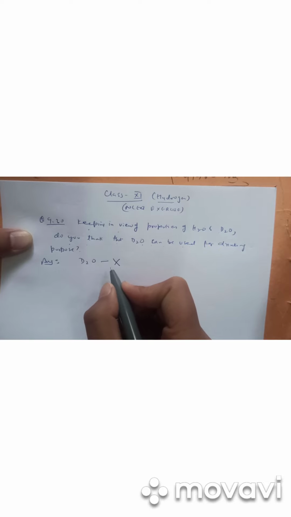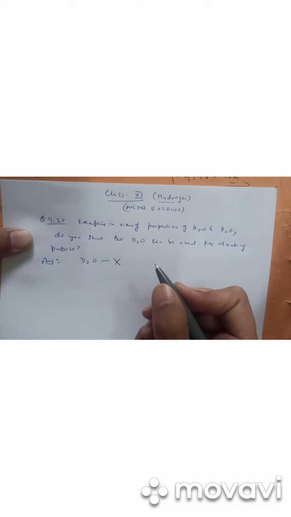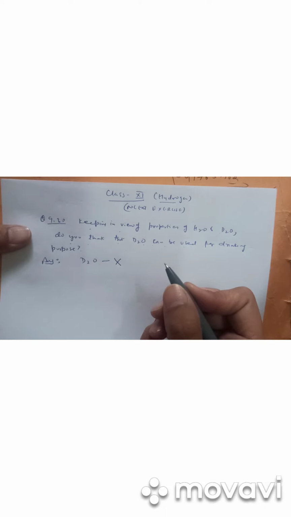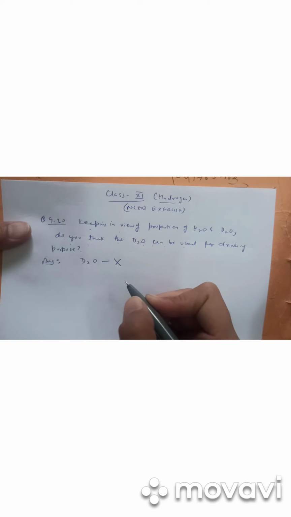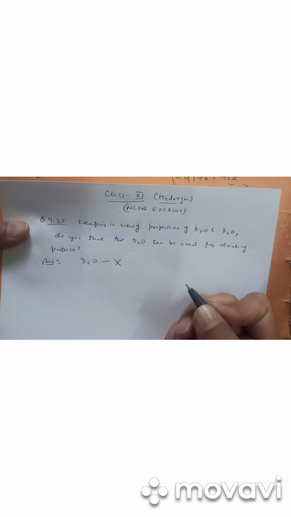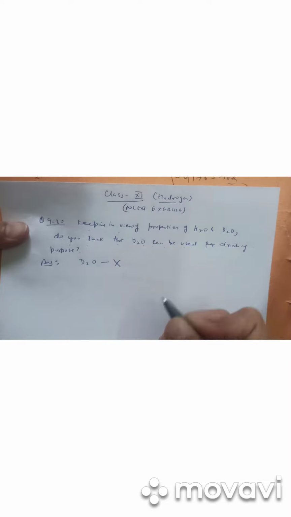biochemical process. It is injurious to human beings as well as plants and animals, because it slows down the rate of reaction, all the catabolic and anabolic reactions which are taking place in our body. So heavy water does not support life like ordinary water.